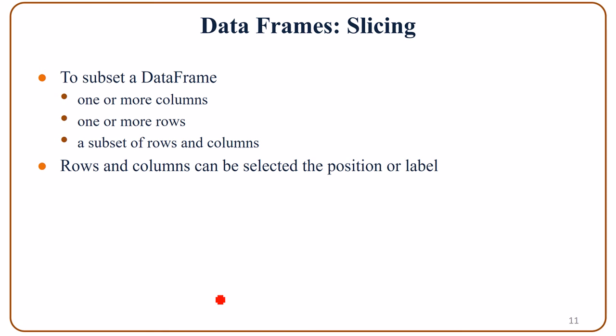Let's talk about slicing. Slicing is to subset a data frame. You can subset one or more columns, right? That's column wise. Or one or more rows, or a subset of rows and columns. Rows and columns can be selected by positions or labels.